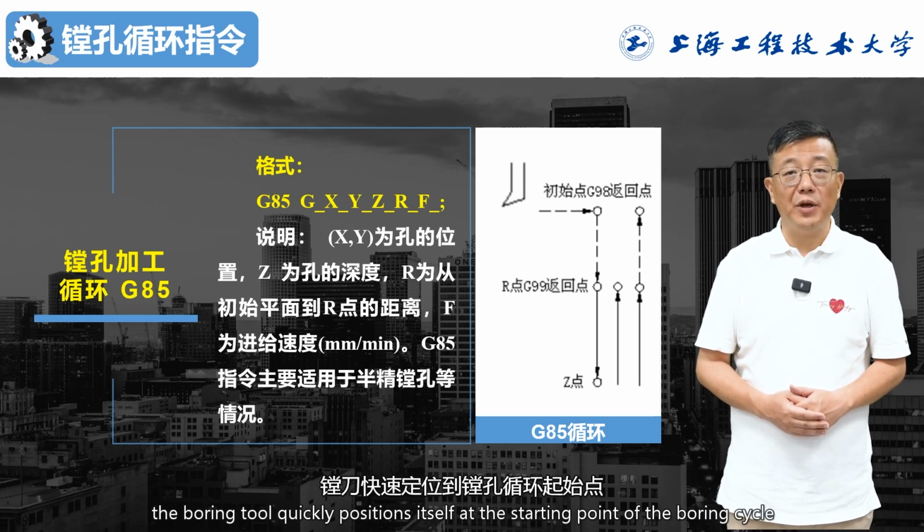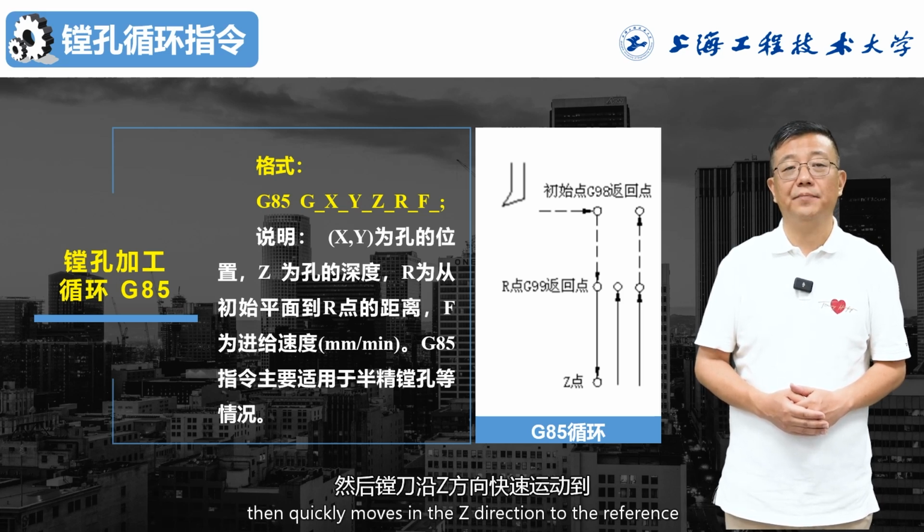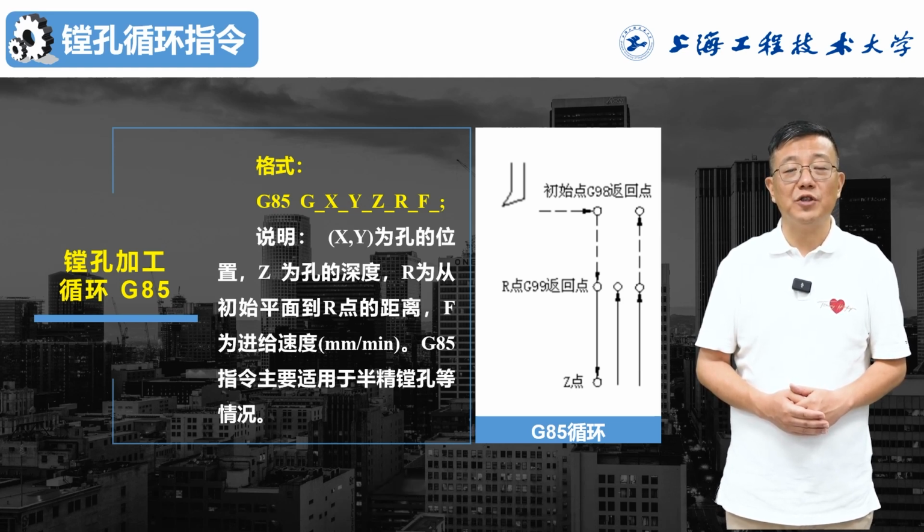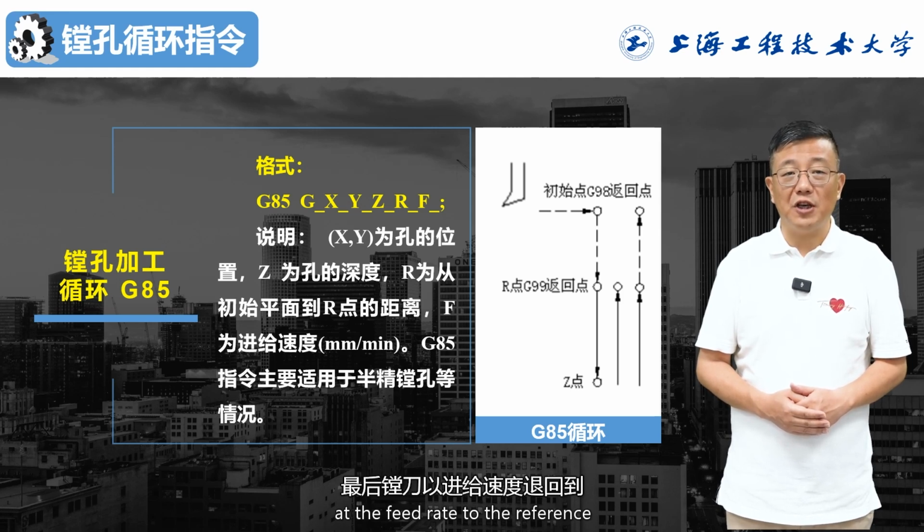The boring tool quickly positions itself at the starting point of the boring circle, then quickly moves in the Z direction to the reference plane R for boring, and finally retracts the boring tool at the feed rate to the reference plane R or the initial plane.